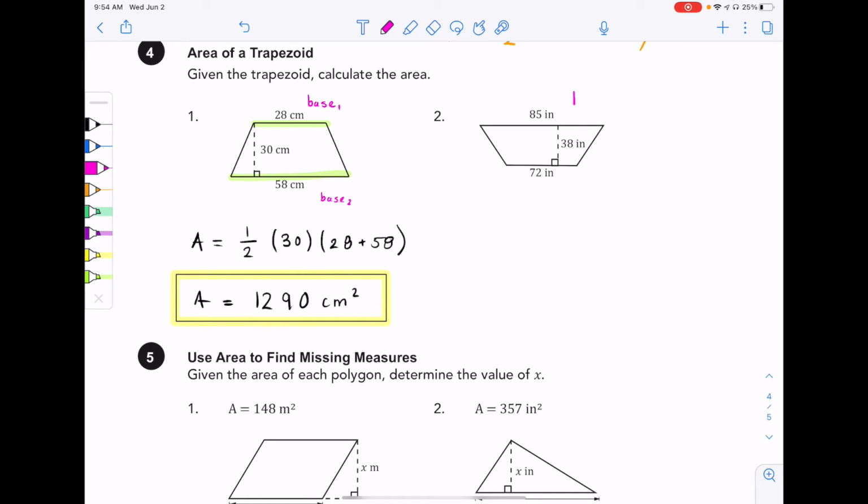Number 2, I'm going to label 85 as base 1. I'm going to label 72 as base 2. Our area formula states that I can write it as 1/2 times the height of 38 times base 1 of 85 plus base 2 of 72. When I type this in, 2,983 square inches is my answer.